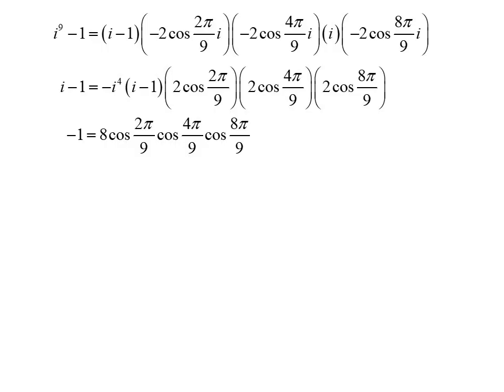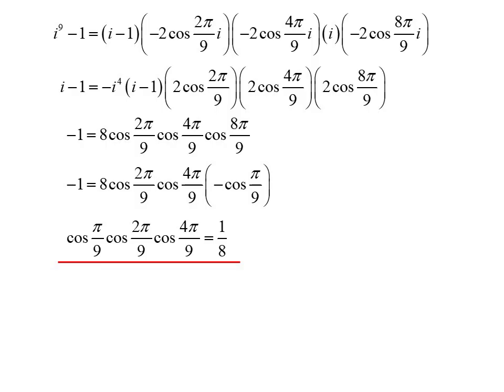I've got this i minus 1, which will cancel with the i minus 1 on the left-hand side. Take the negative out. I've now got negative 1 on the left-hand side. Getting very close now. But I now have to sort out the 8 pi on 9, because the question didn't have 8 pi on 9, it had pi on 9. 8 pi on 9 is obtuse, so the cos of 8 pi on 9 would be the same as minus the cos of pi on 9, the acute angle. Now those negatives cancel, divide by 8, and I've shown the result that they want.